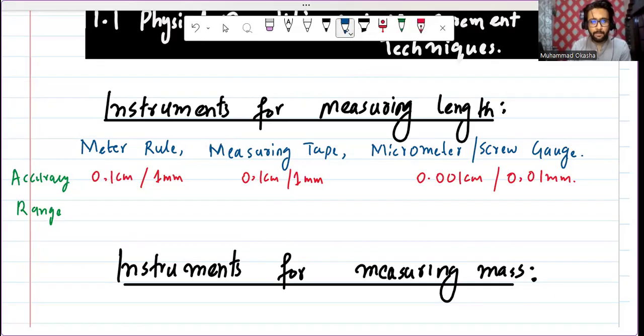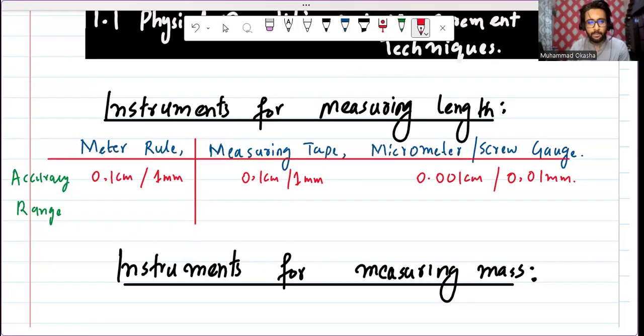The greatest measurement it can take is called the range. For the meter rule, as the name suggests, the word meter means its maximum length is 1 meter, so it cannot go beyond 1 meter. So the range is simply 1 meter, or 100 centimeters. The measuring tape can go as long as 100 meters.